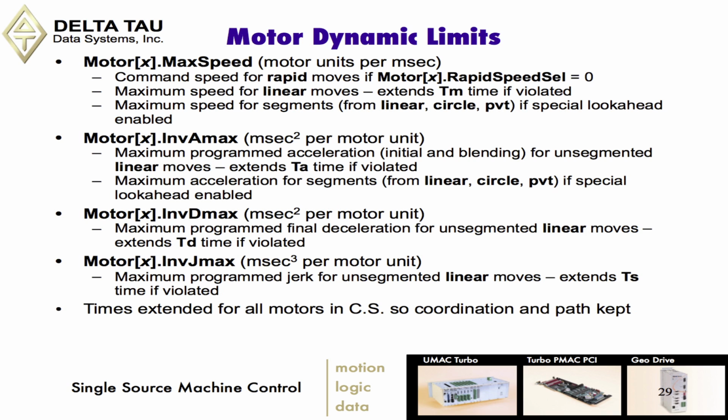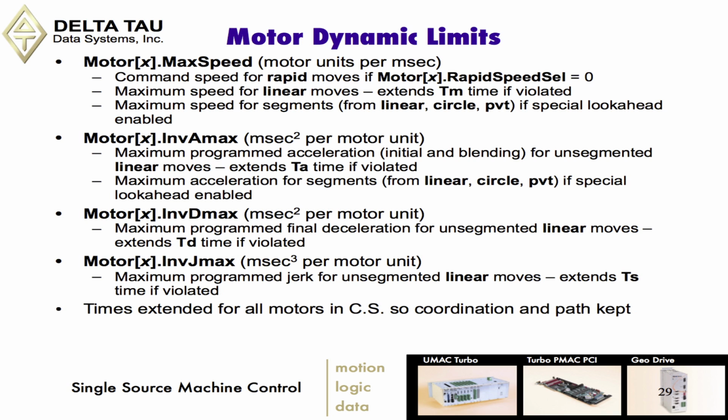So if we're not doing segmented moves, and we'll talk about this a little bit later when we get into coordinate systems, there's two ways that PMAC can look at its move trajectory from the coordinate system, one called segmentation, one not segmented. So if you're in segmentation and special look ahead is turned on, it's going to pay attention to this motor max speed. If your segmentation is turned off, then it's going to pay attention to that without look ahead.